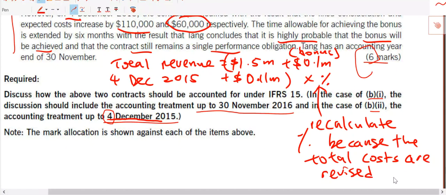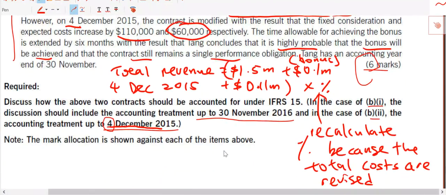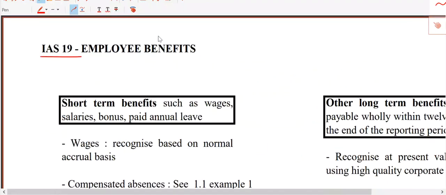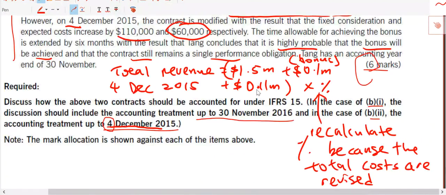Right, so how to calculate the percentage? I think I'm going to give you the answer in the PDF file that you can download from the e-learning portal. Right, it's already 1 o'clock, so we can end the class at this point. If you have questions to ask, you can stay back to ask. Otherwise, I'll see you a few days later to start a new chapter, IAS 19, Employee Benefits.